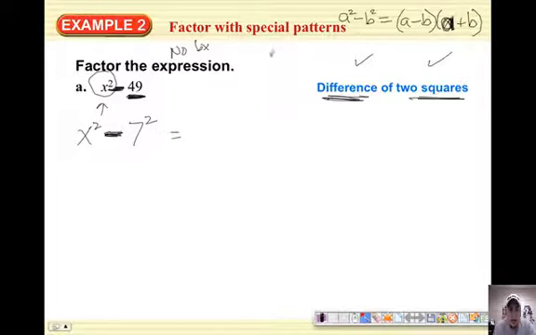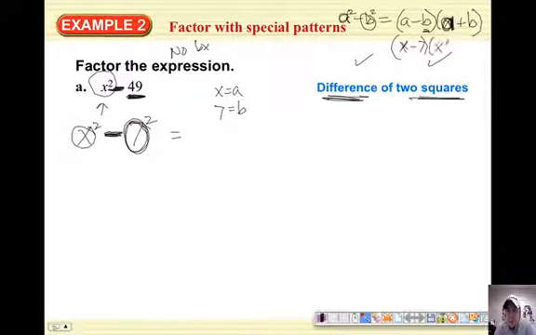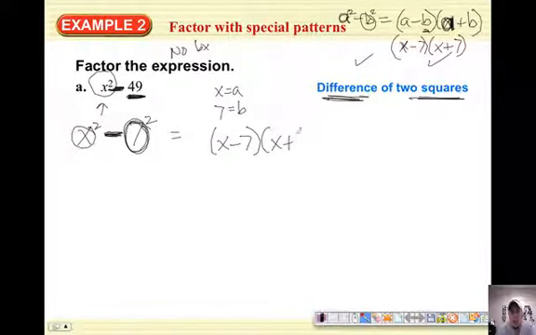In this case, what's a? It's a squared, so what's a? A is just x, right? So a is x minus, what's b in our case? Well, it's b squared. So what is b? Here's b. All right, so b is 7. So x is a, and 7 is b. So plug them in: x minus 7 times x plus 7. All right, so x minus 7, x plus 7.